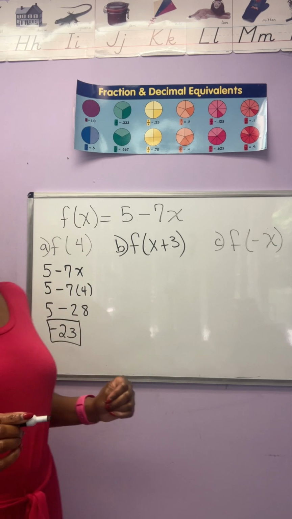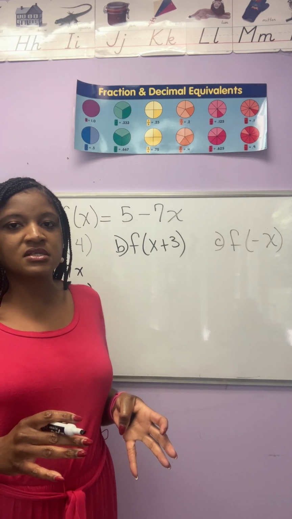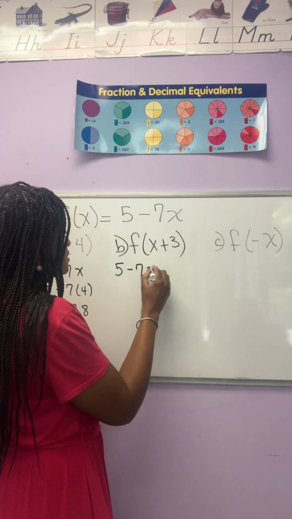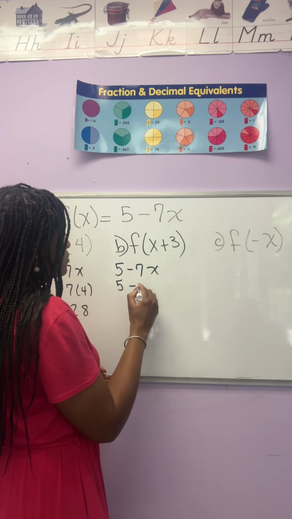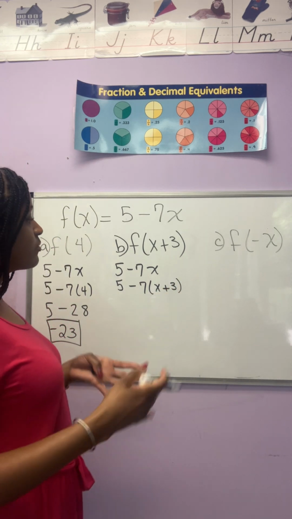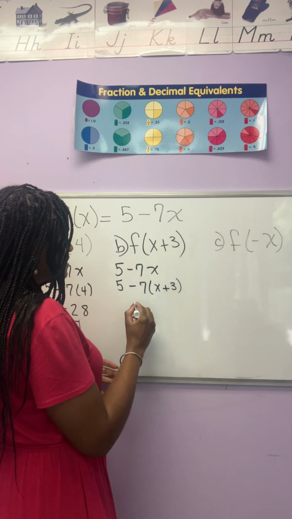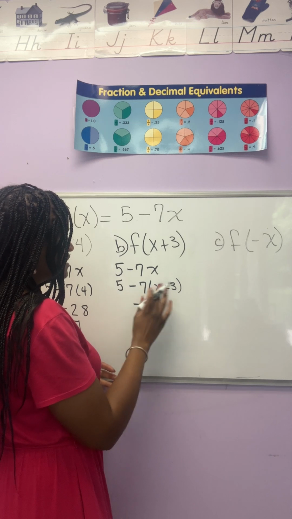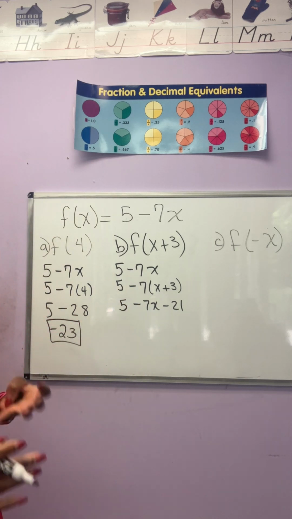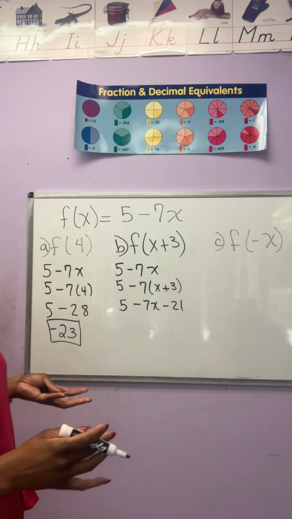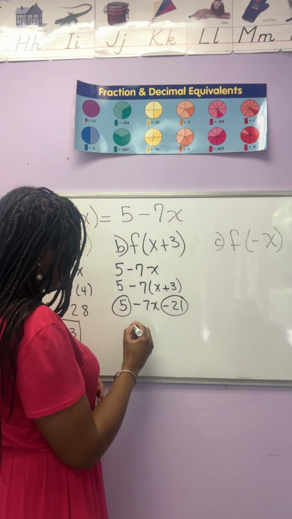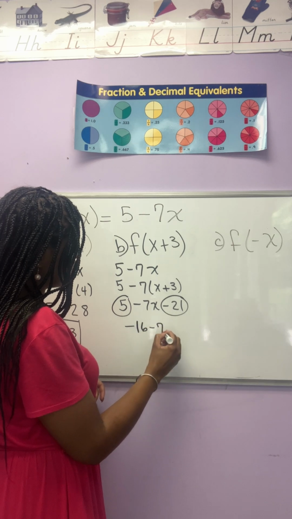Now this one is where we're really getting to our Algebra 2 skills. You're still doing the same thing though. So you have your original equation, and wherever you see x, you're going to plug in x plus 3. You're still doing PEMDAS, so we multiply first. Negative 7 times x is negative 7x. Negative 7 times 3 is negative 21. Now we can add or subtract, but we can only combine things that are alike, so we're going to combine like terms. So we have 5 minus 21 is negative 16 minus 7x.